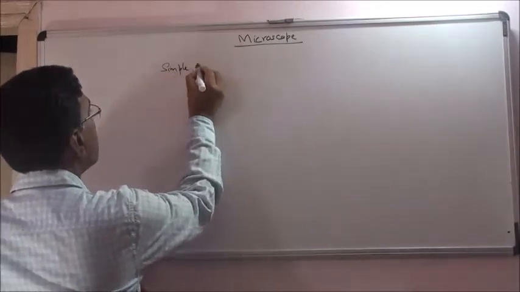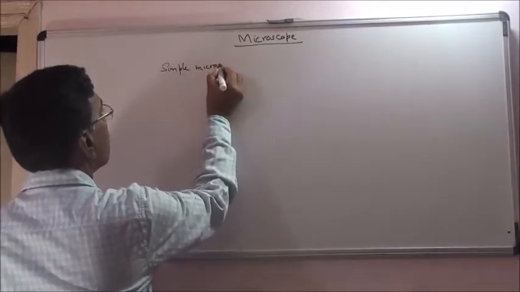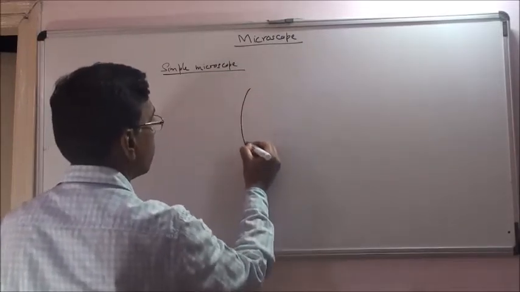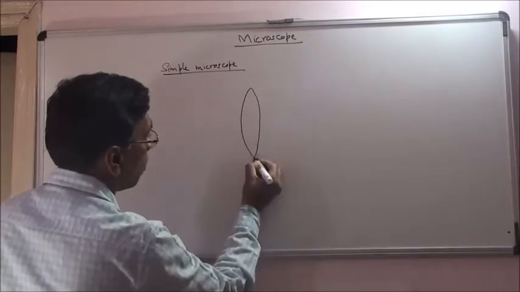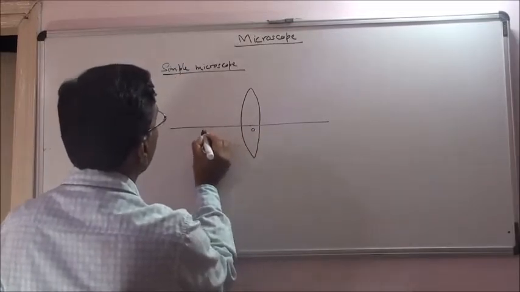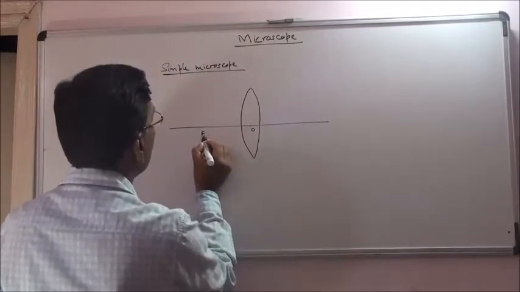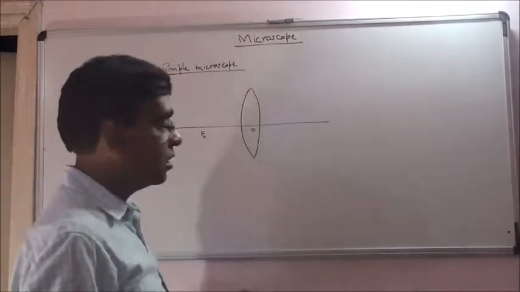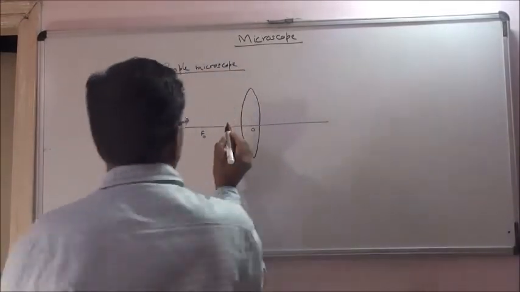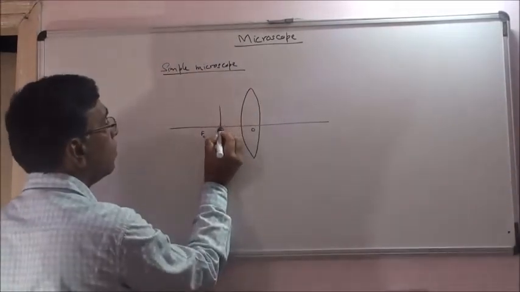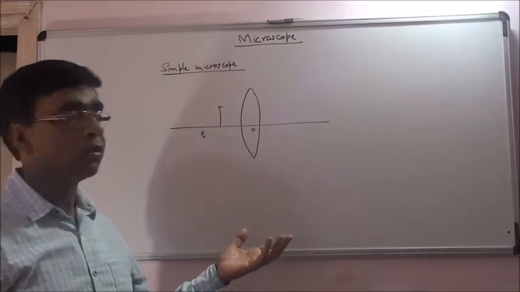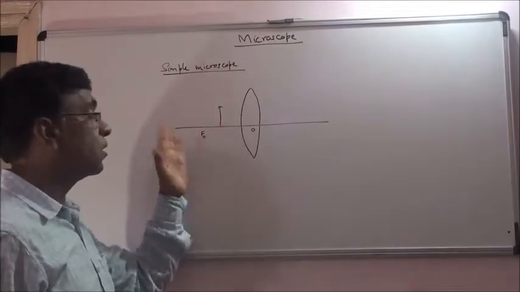Simple microscope means a single convex lens. That's it. This is the optical center, and let this be the focus of the objective. Just one lens is there. We will call it the objective lens. Okay. If the object is placed here, we will get a magnified image. We get a magnified image even when the object is kept at focus.